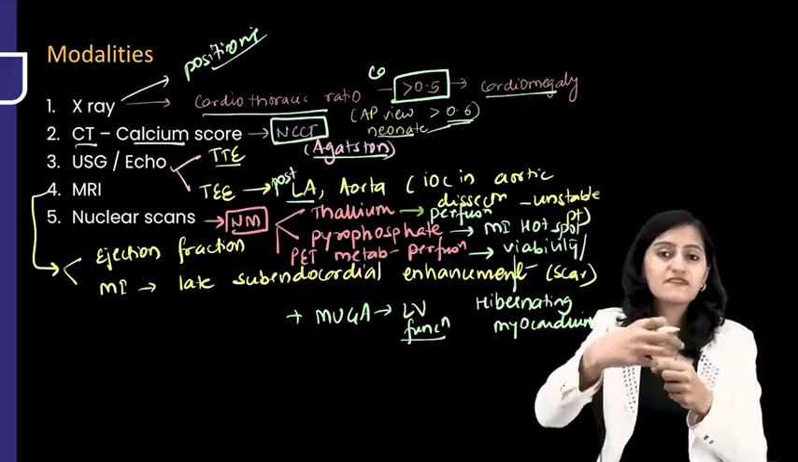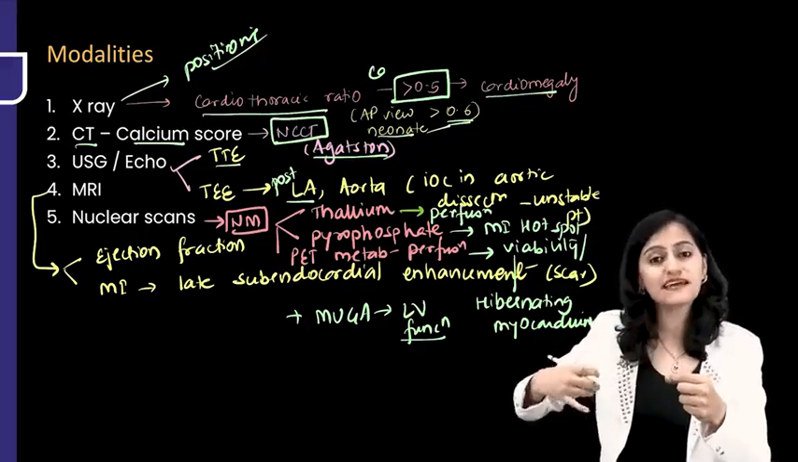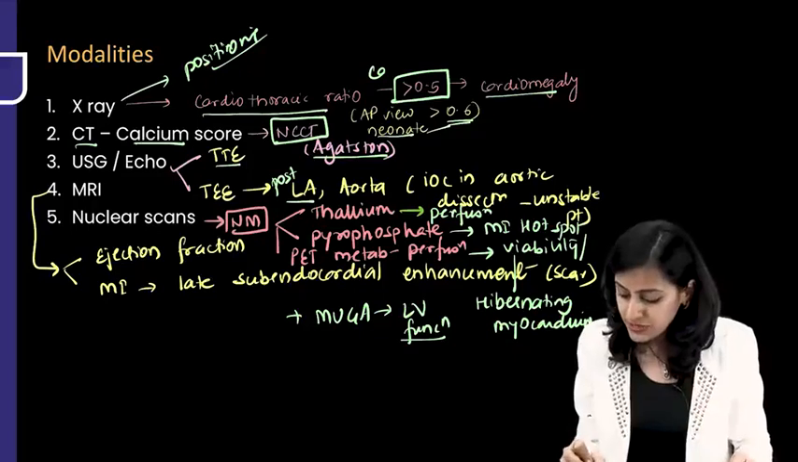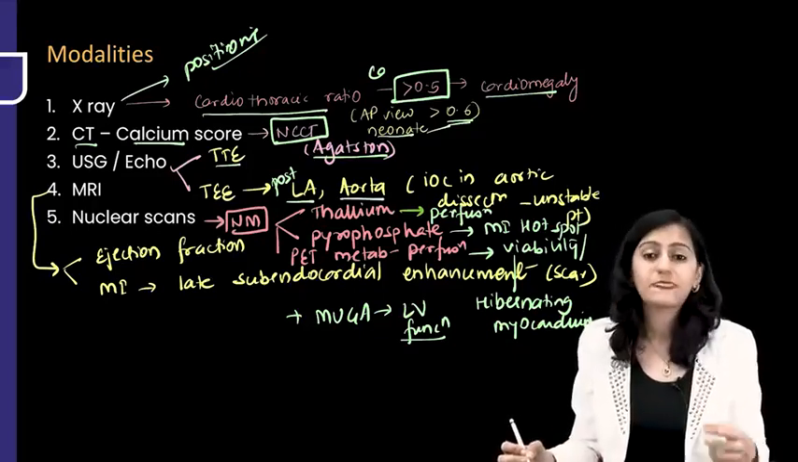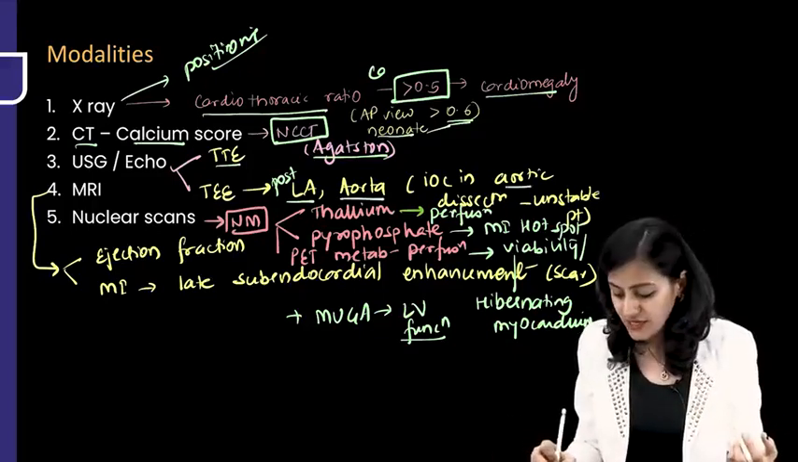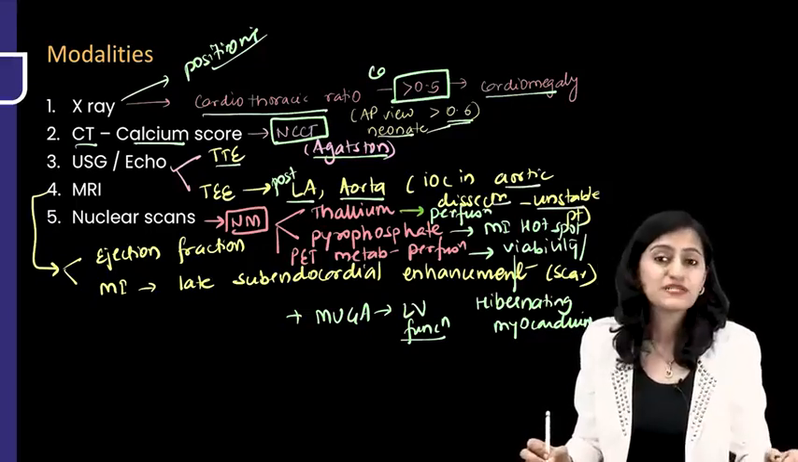So in front of the esophagus we have the left atrium. By the side of the esophagus we also have the aorta. So TEE is also done for the aorta. It is the investigation of choice in aortic dissection, especially if the patient is unstable.